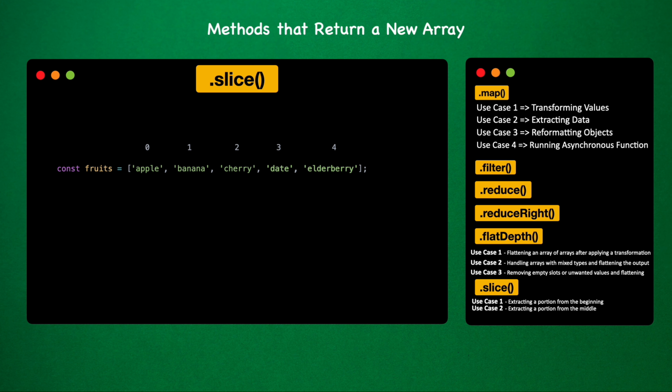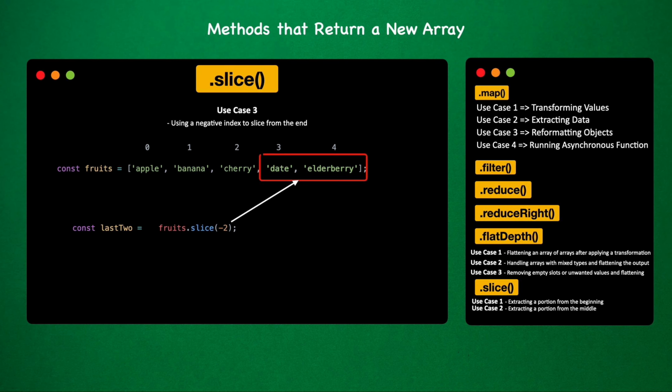For our third use case, we aim to slice the array to get the last two fruits. By using a negative index, slice(-2) starts the slice two elements from the end of the array. The output is date and elderberry, which includes the last two elements from fruits.